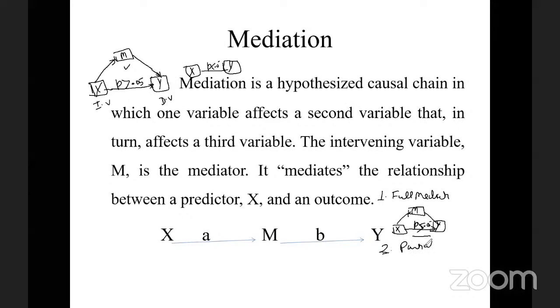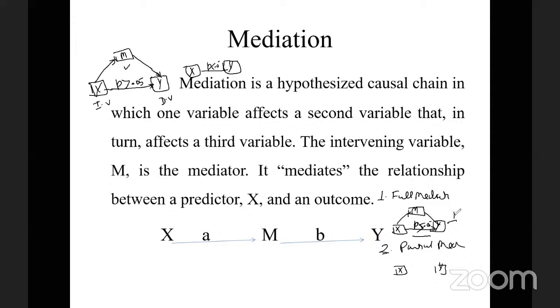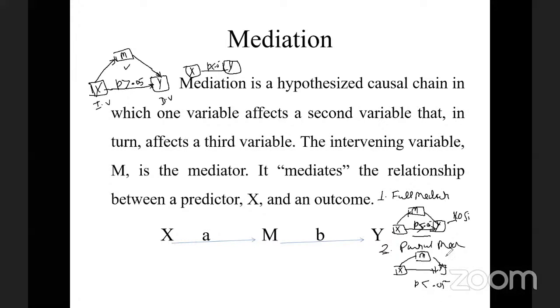partial mediation. Partial mediation means that in the presence of a mediator variable, the relationship between X and Y is still significant. In full mediation there is no significant relationship between X and Y, but here the relationship between the two variables is significant. If it is significant after mediation, meaning the p value is below 0.05, then we can say partial mediation.